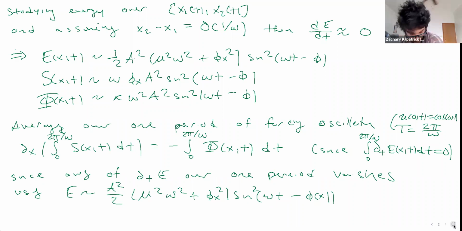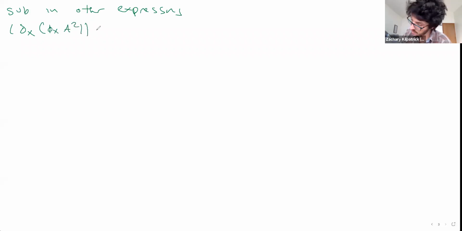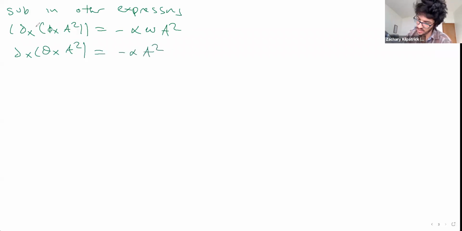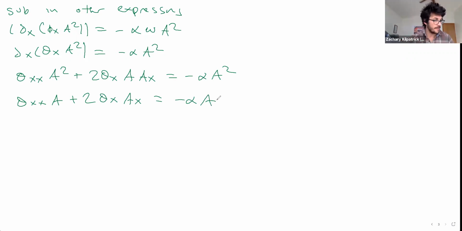So if we substitute in our other expressions, we have that dx phi x a squared is equal to minus alpha omega a squared, okay? Dx theta x a squared is equal to minus alpha a squared by subbing in our expression for phi sub x, okay? And if we expand this out, we get theta xx a squared plus 2 theta x a ax is equal to minus alpha a squared, or just theta xx a plus 2 theta x ax is equal to minus alpha a. Okay.